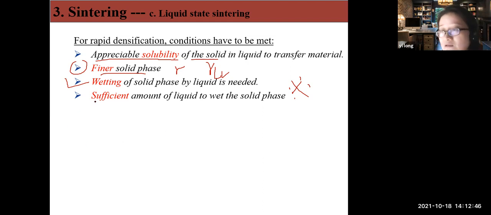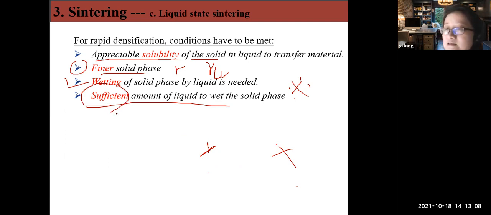Okay, and the last one is also simple, right? Sufficient, which means now you have so many particles everywhere. You cannot just wet these two but not have enough for this one. So obviously it won't help, right? So it's better that everywhere the solid phase can be wetted. A sufficient amount of liquid to wet the solid phase. Okay, so these are the 4 conditions. Please remember them, and they are also essential for rapid densification.